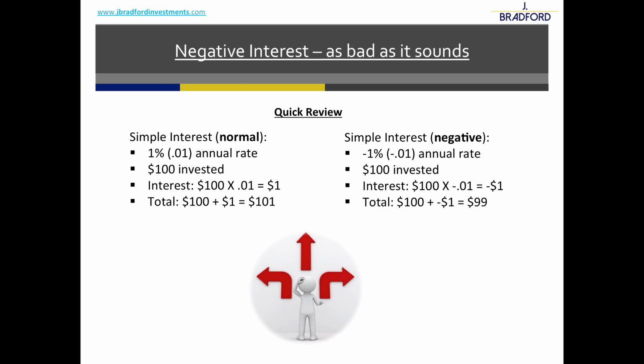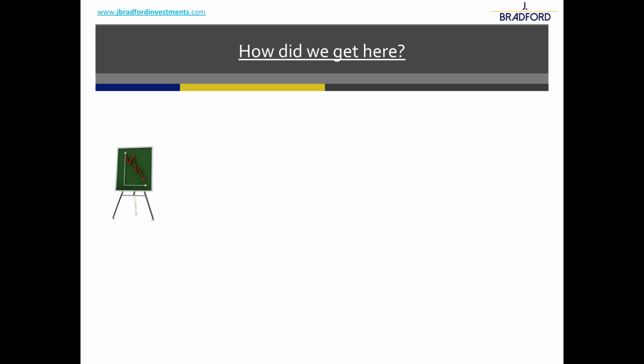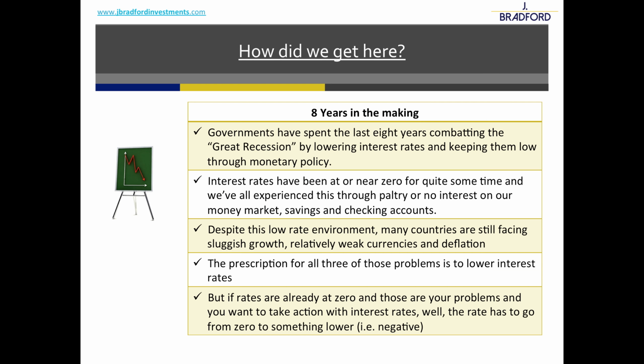So in the simple interest environment, you get more money at the end. In the negative interest rate environment, you end up with less money at the end. You've paid a fee or you've lost money to have the bank hold your money. And this is happening today. So how did we get here? How do we get to an environment where we have negative interest rates? Well, this has been 8 years in the making.